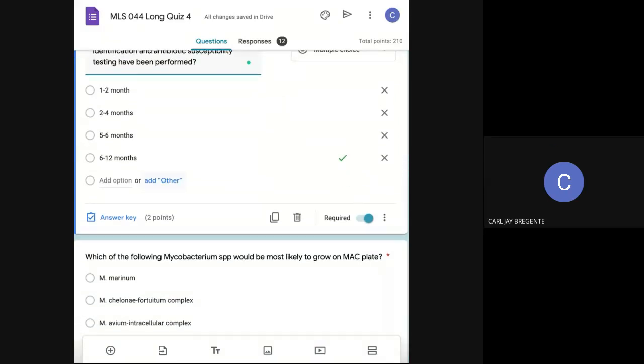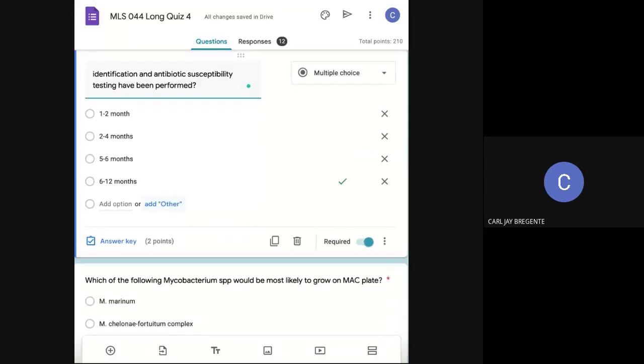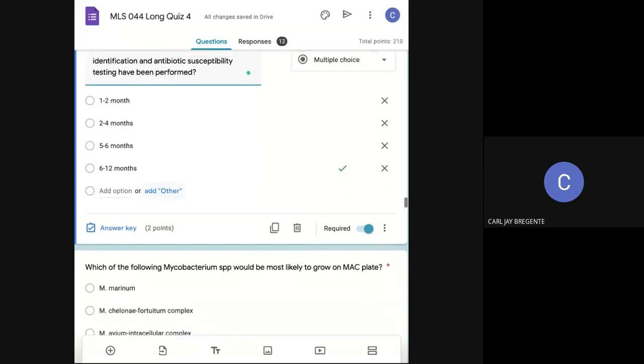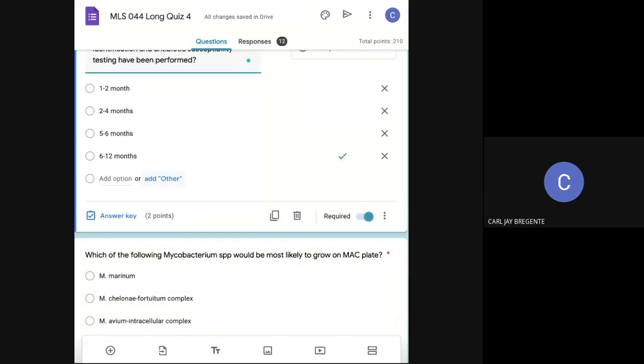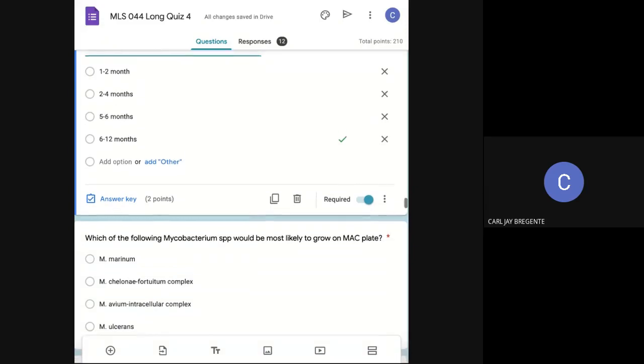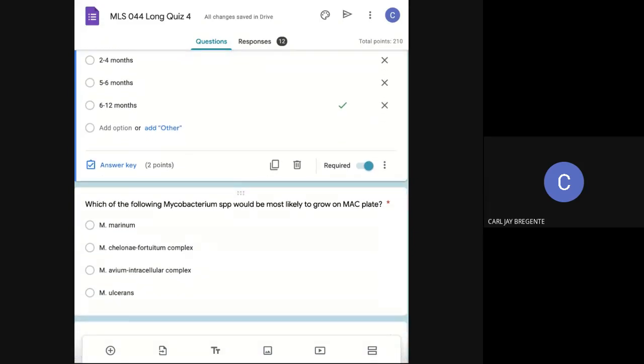The result for TB culture, class, takes approximately 4 weeks, and sometimes reaches 6 weeks. So, 4 to 6 weeks. It is the same with fungal culture, which takes roughly 4 weeks, because they are slow growers.